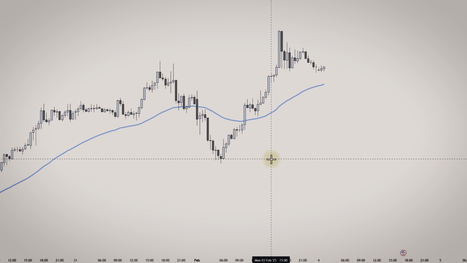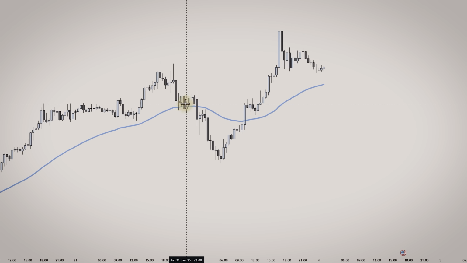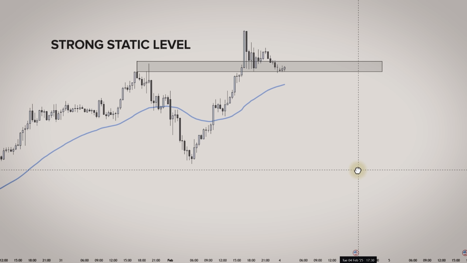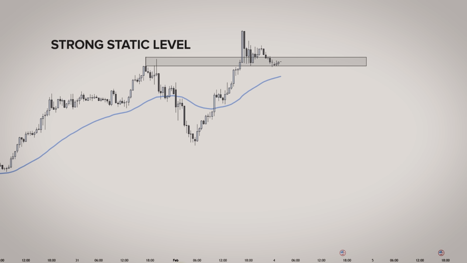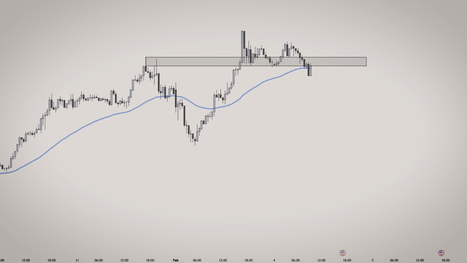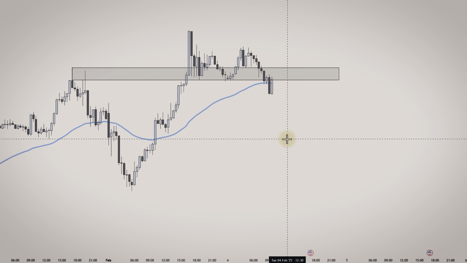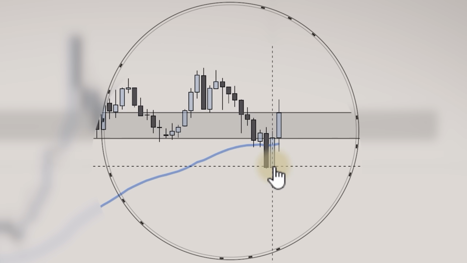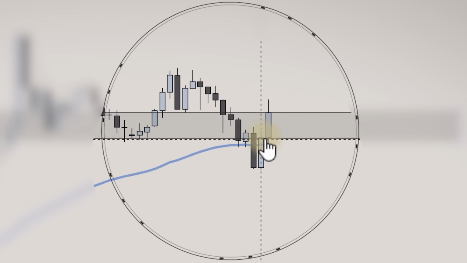Let me show you what a textbook confluence setup looks like in action. We've got a clear support level here, former resistance. It's a strong static level. Now watch what happens. Price is trending higher, and our 50 EMA is angled up, providing dynamic support. As price pulls back, the line starts converging with our static support level. Perfect alignment. This is confluence at its finest. Price approaches the zone from above. It touches the confluence area and immediately rejects higher.